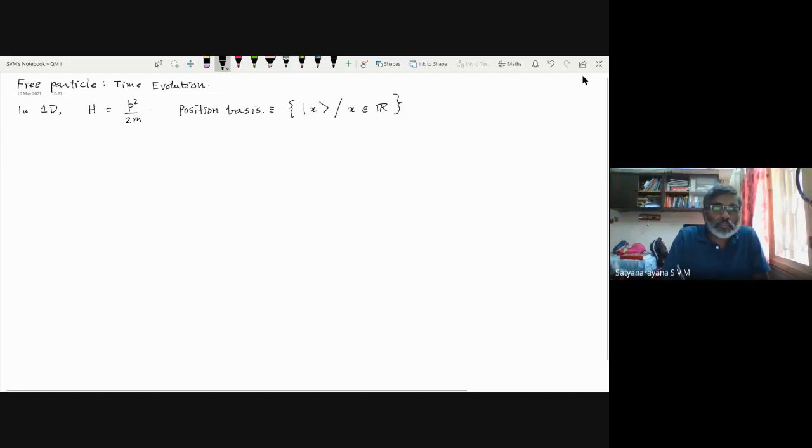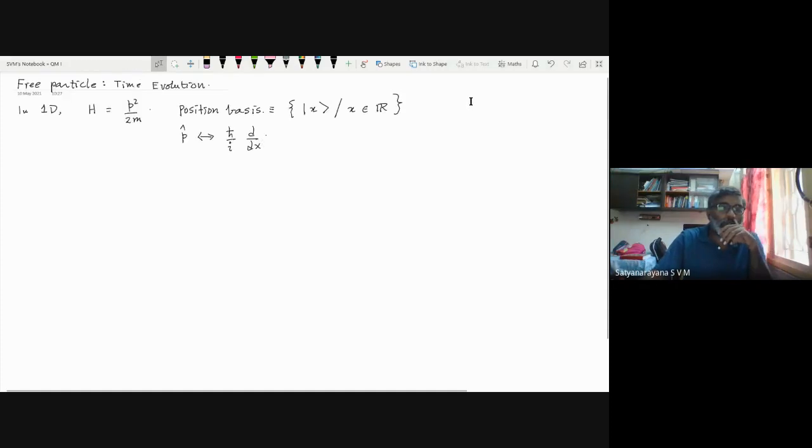And this is kind of an uncountable infinity. So the dimension of this vector space is uncountable infinity. And in this position basis, the momentum operator has a correspondence with a differential operator, which is given by h bar by i into d by dx. So wherever we have to talk about the momentum operator, we have to talk about this.